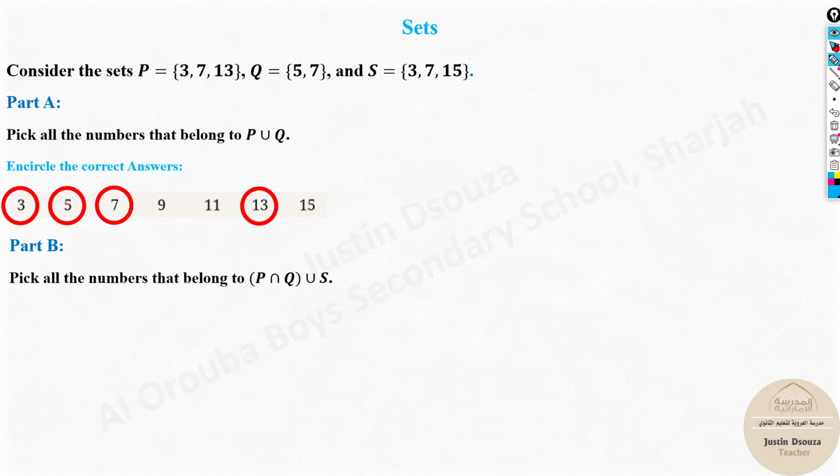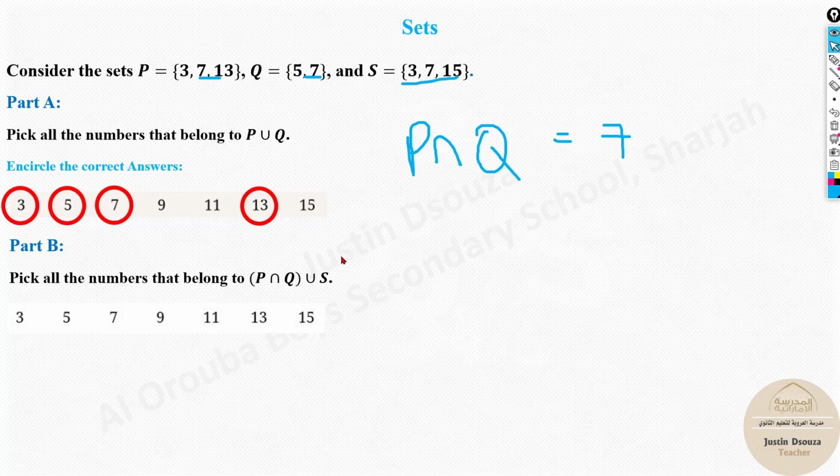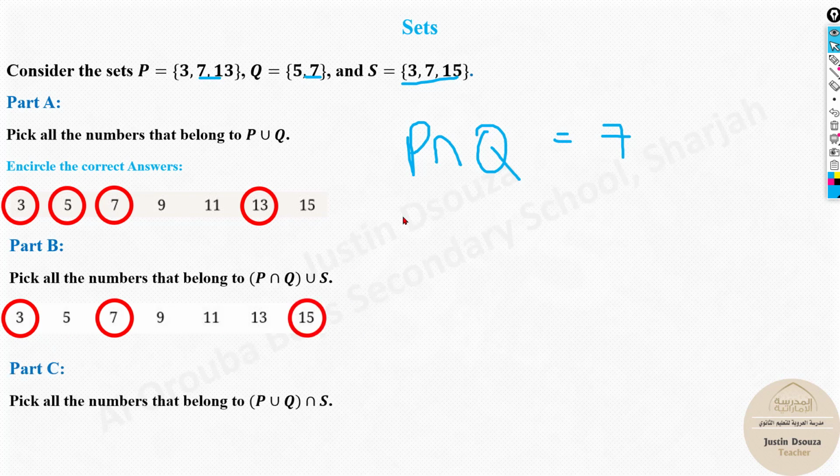Now the next one they have told is P intersection Q union S. So not writing it directly, first let's find P intersection Q. Which are the numbers? Only 7. Now you need to find the union of P intersection Q and S. So these are all numbers because 7 is there. Just write 3, 7 and 15. So these are the answers.